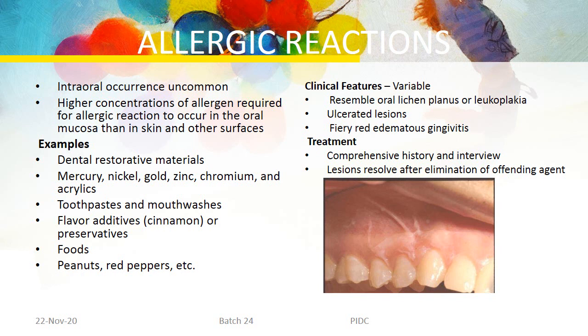Clinical features are variable. It resembles oral lichen planus or leukoplakia. Ulcerated lesions may be present. Fiery red erythematous gingivitis could occur. Treatment is a comprehensive history and interview regarding the condition. Lesions will generally resolve after elimination of the offending agent.